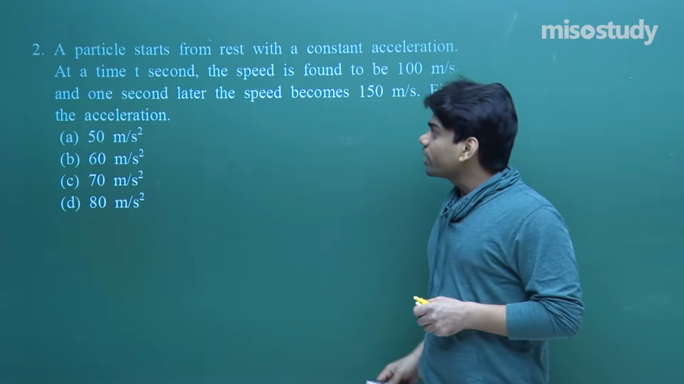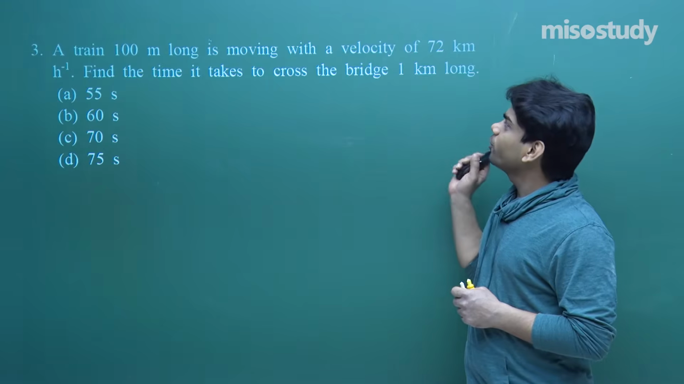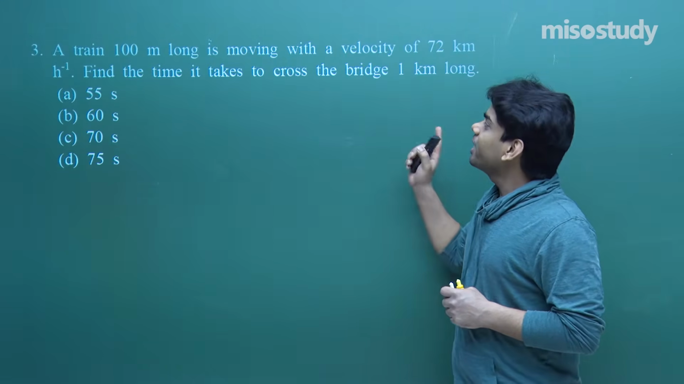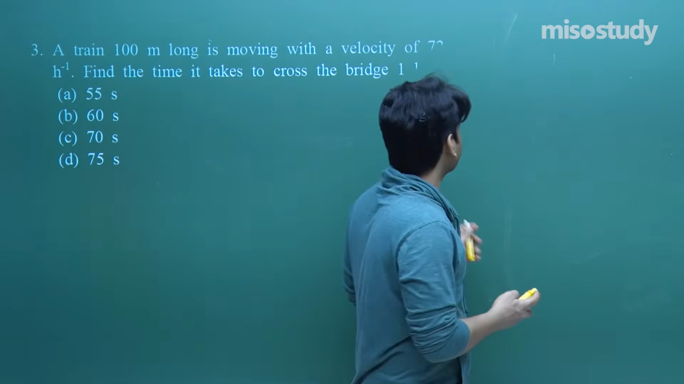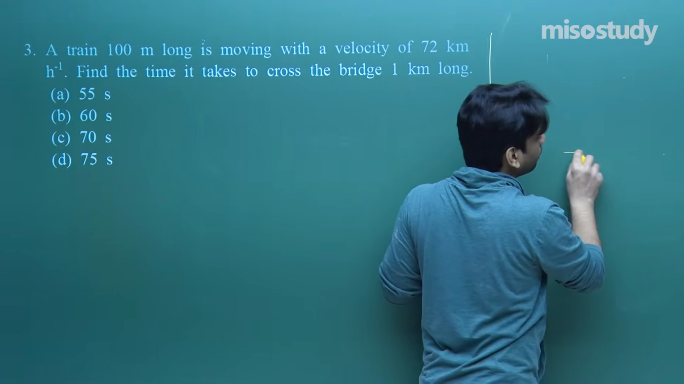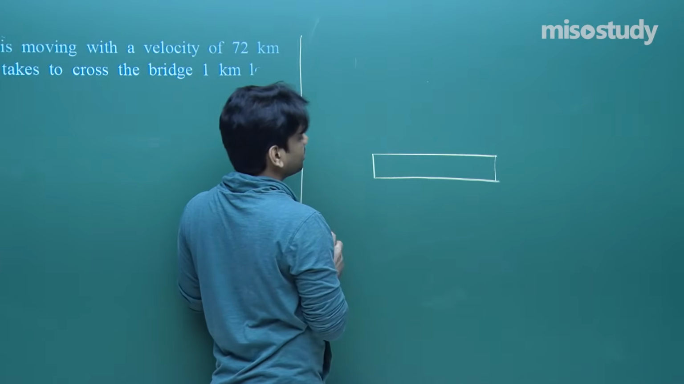That is the third problem we have. A train 100 meter long is moving with a velocity of 72 km per hour. Find the time it takes to cross a bridge 1 km long. So let me show you the scenario, what is happening. We have a 1 km long bridge. So let me draw a bridge. This is the bridge that the train has to travel.